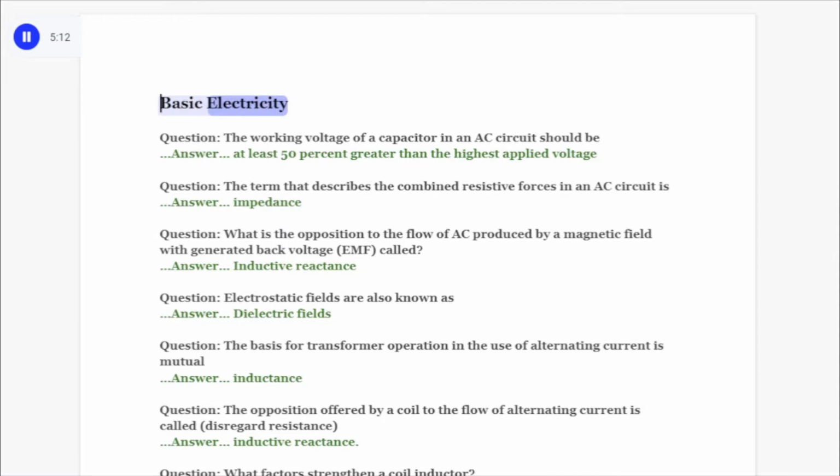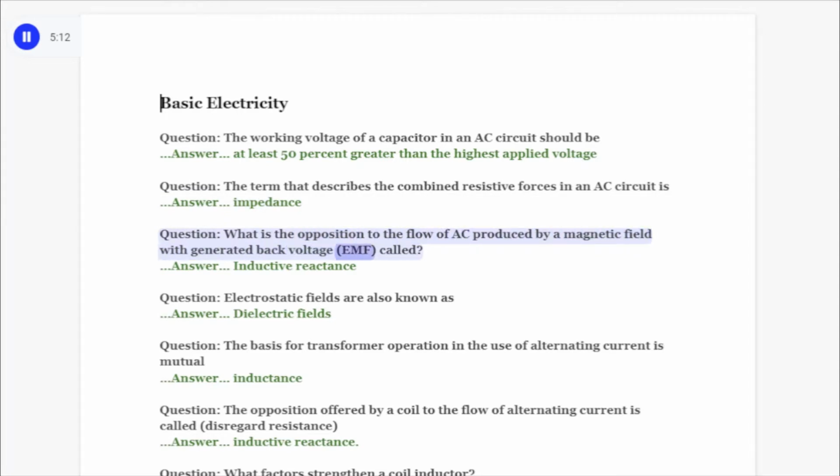Basic electricity. Question. The working voltage of a capacitor in an AC circuit should be. Answer. At least 50% greater than the highest applied voltage. Question. The term that describes the combined resistive forces in an AC circuit is. Answer. Impedance.